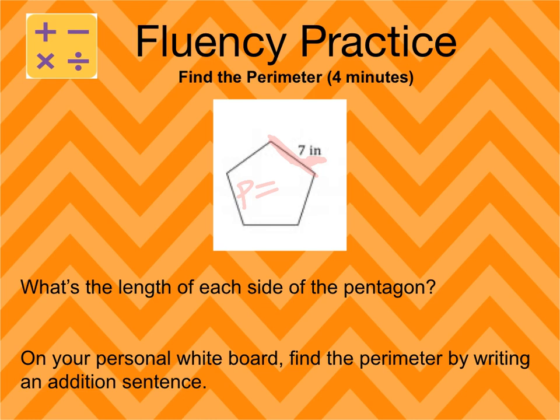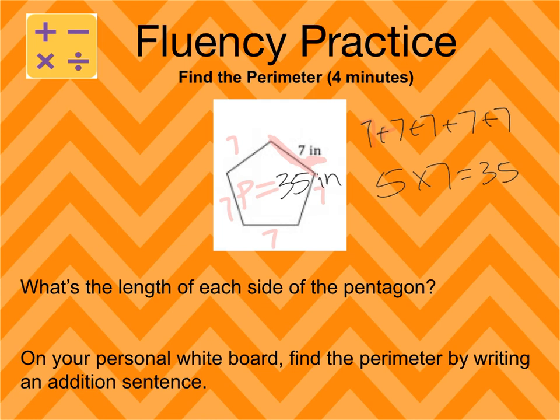Okay, so let's go ahead and check. I know that each side length is the same. I'm going to do 7 plus 7 plus 7 plus 7 plus 7, or I could do 5 times 7 equals 35. So I know that my perimeter would be 35 inches.